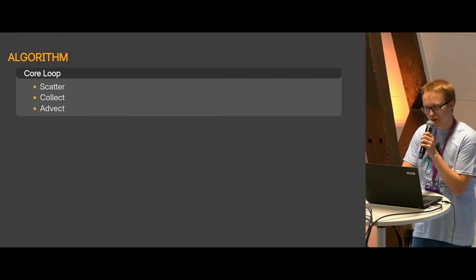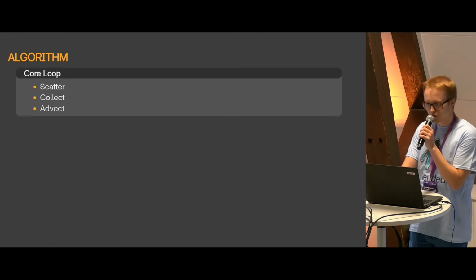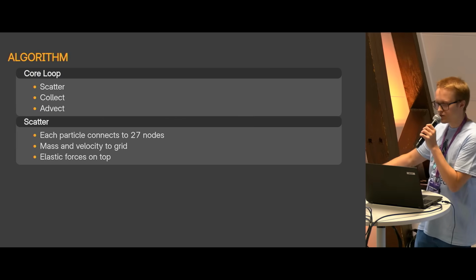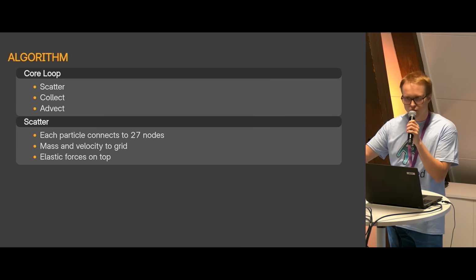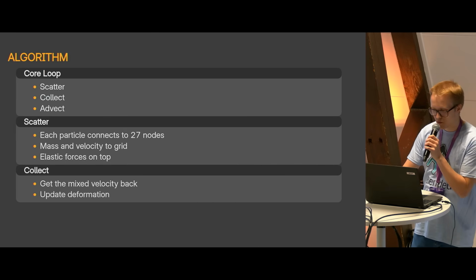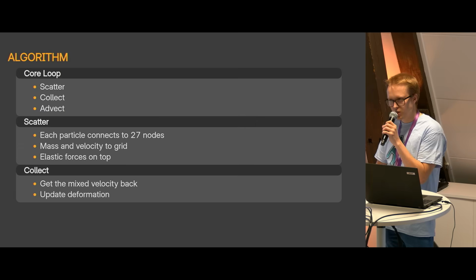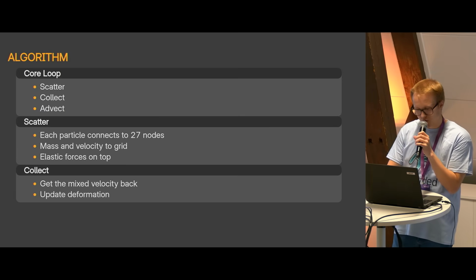Okay, let's summarize the steps one more time. In scatter, we find the active set of nodes for each particle and scatter mass and velocity, and then add the elastic forces on top. Then revert the flow of information, collect back the results, and update our deformations. And finally, we just move the particles.